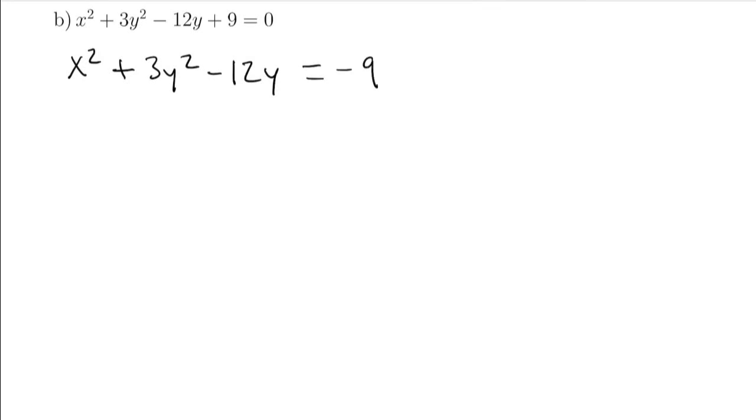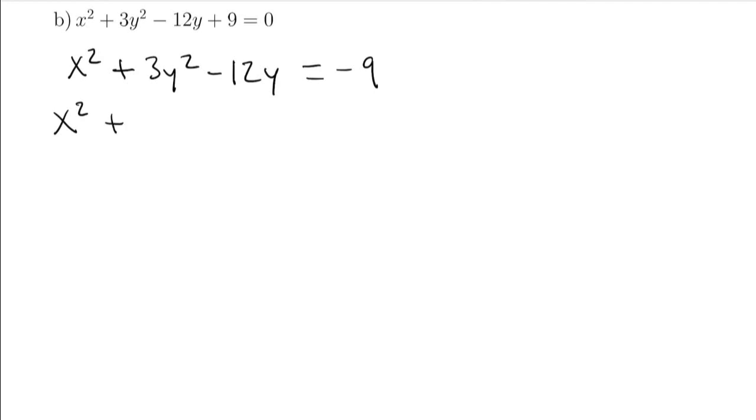Now, we want to represent both x and y as a binomial squared. But notice that we only have x squared, we don't have an x term. So we don't have to worry about completing the square with x squared, because we could think of this as x minus 0 squared. So the x coordinate of our center is going to be 0. We can leave that alone, and we really only have to complete the square with these y terms.